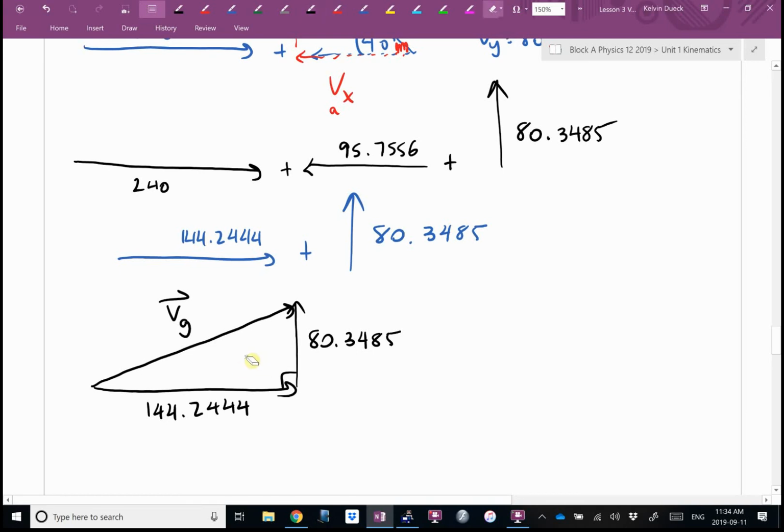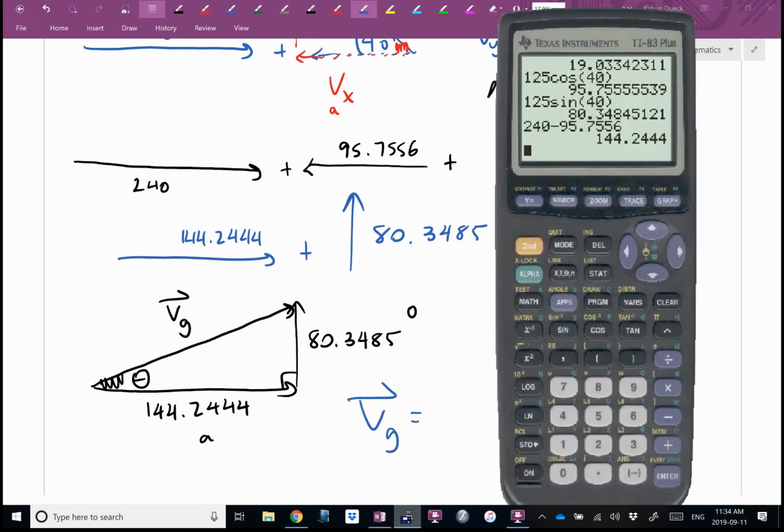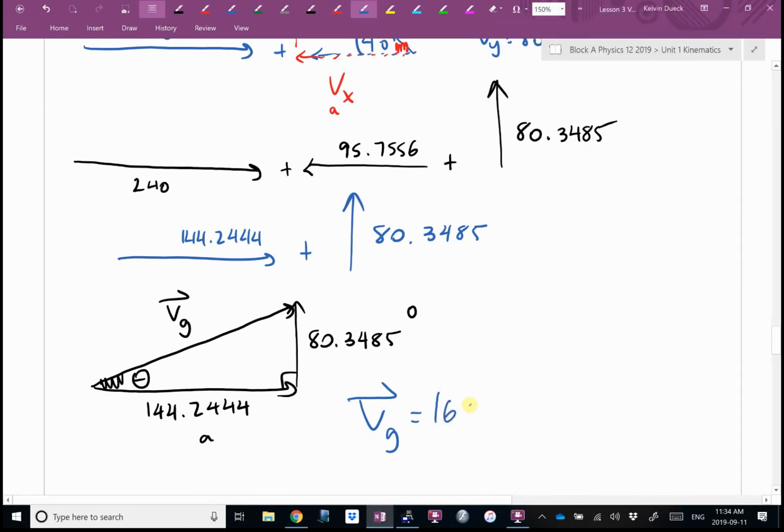Here, I'll bet you I can do the rest without showing any work, going all on my calculator, because I've done a bunch of these. Color, color, color, color, opposite, adjacent. I think I can say the magnitude of the ground velocity. I can do the Pythagoras. Ooh, I have the 144.2444 stored on my calculator. So squared plus 80.3485 squared, square root. I get 165. Now I'll go to 3 sig figs.